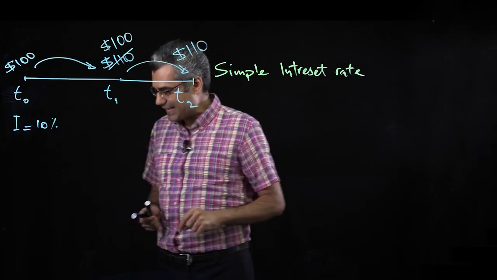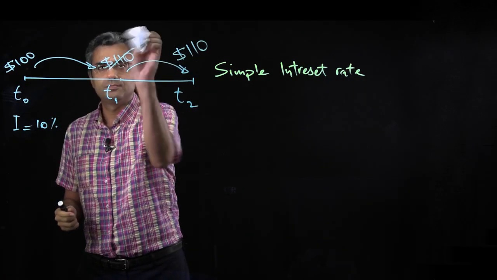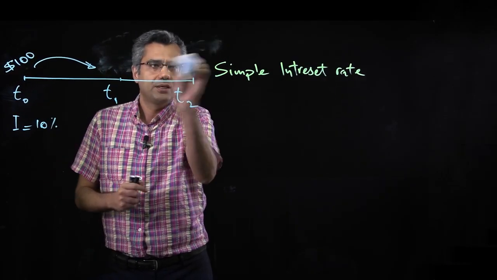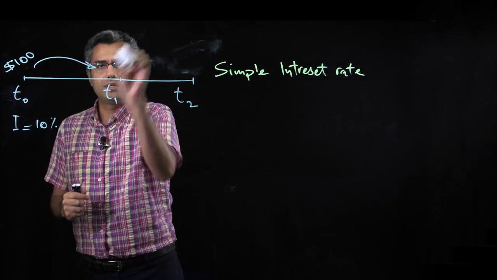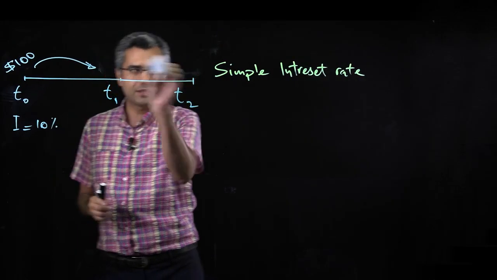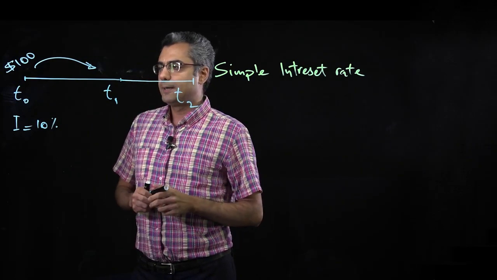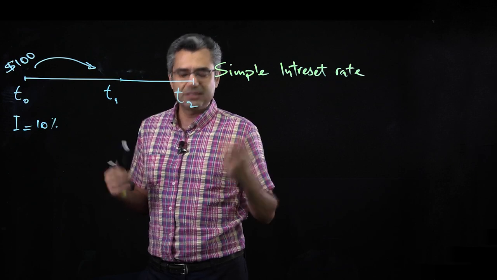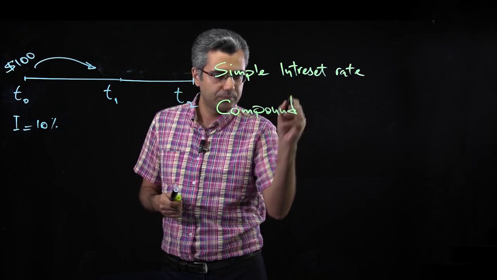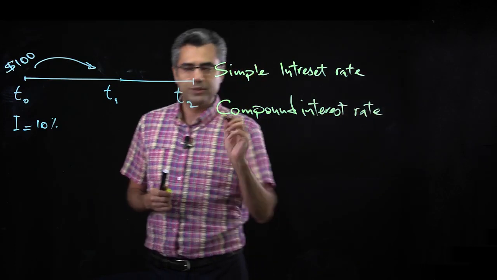So let's use the same example, but assuming that it's compound interest rate. So now let's assume that there is a bank account and you put $100 in your bank account. The interest rate is 10% per year, but you will receive interest on interest as well, means compound interest rate. So what is compound interest rate?